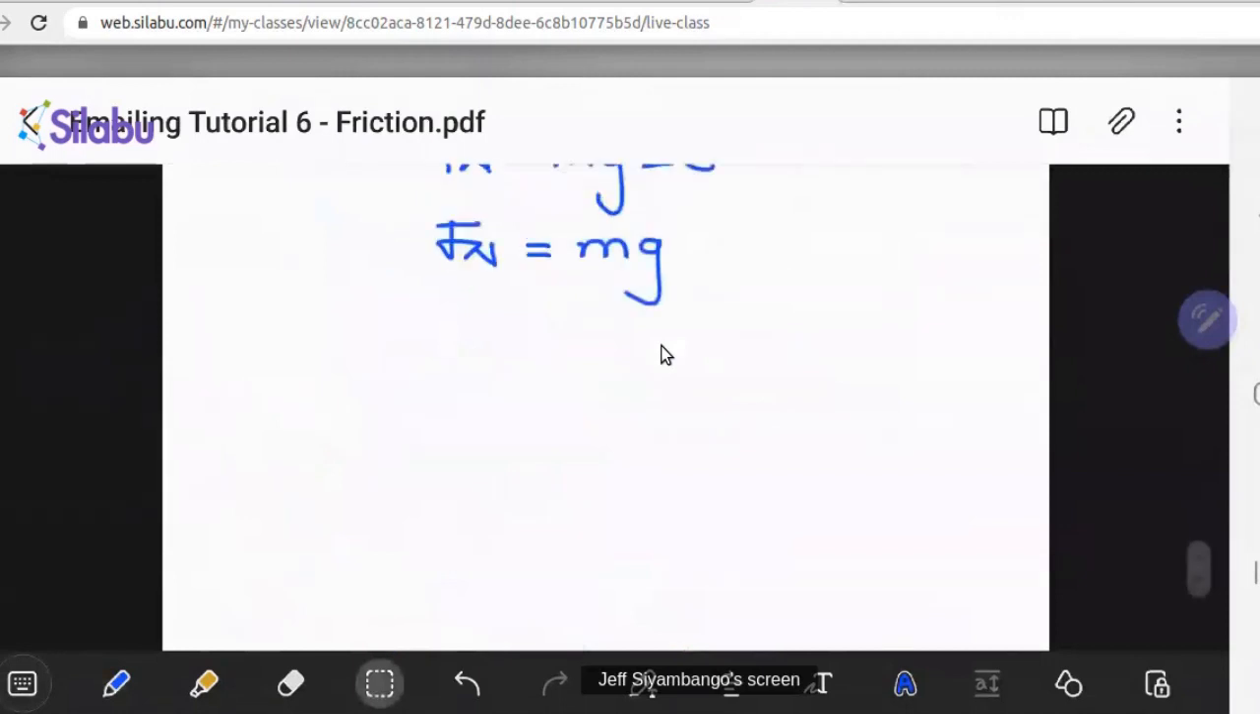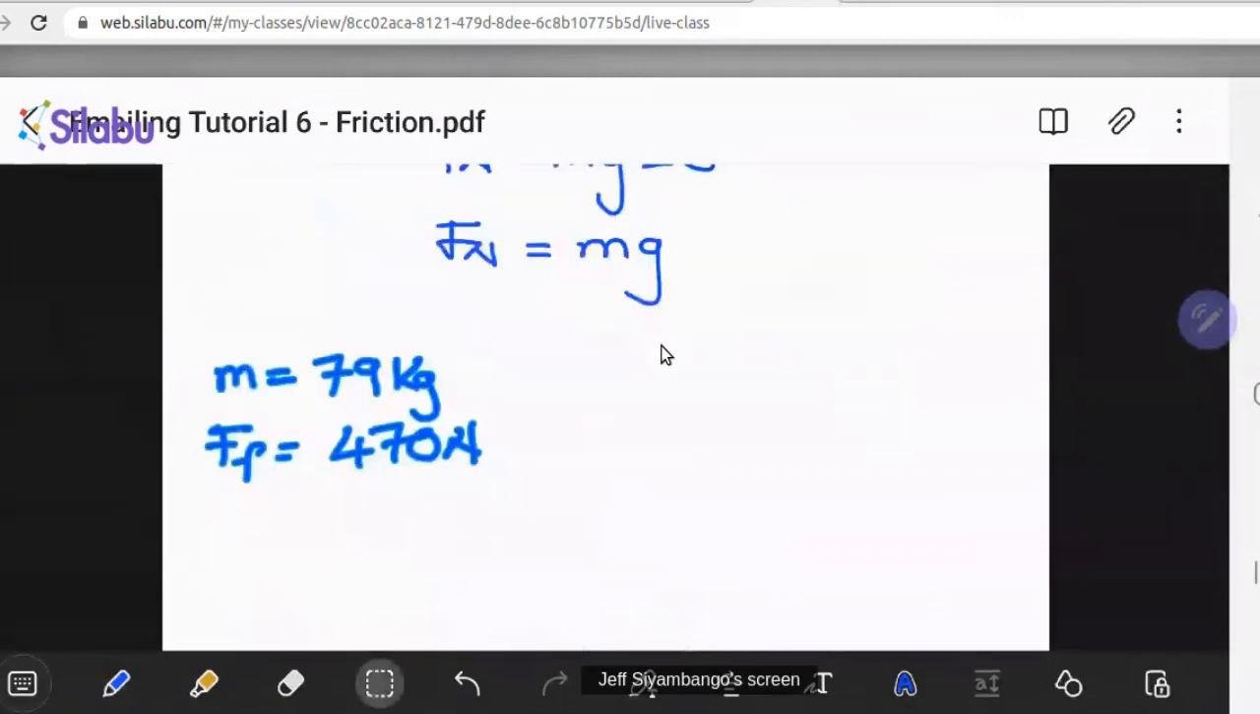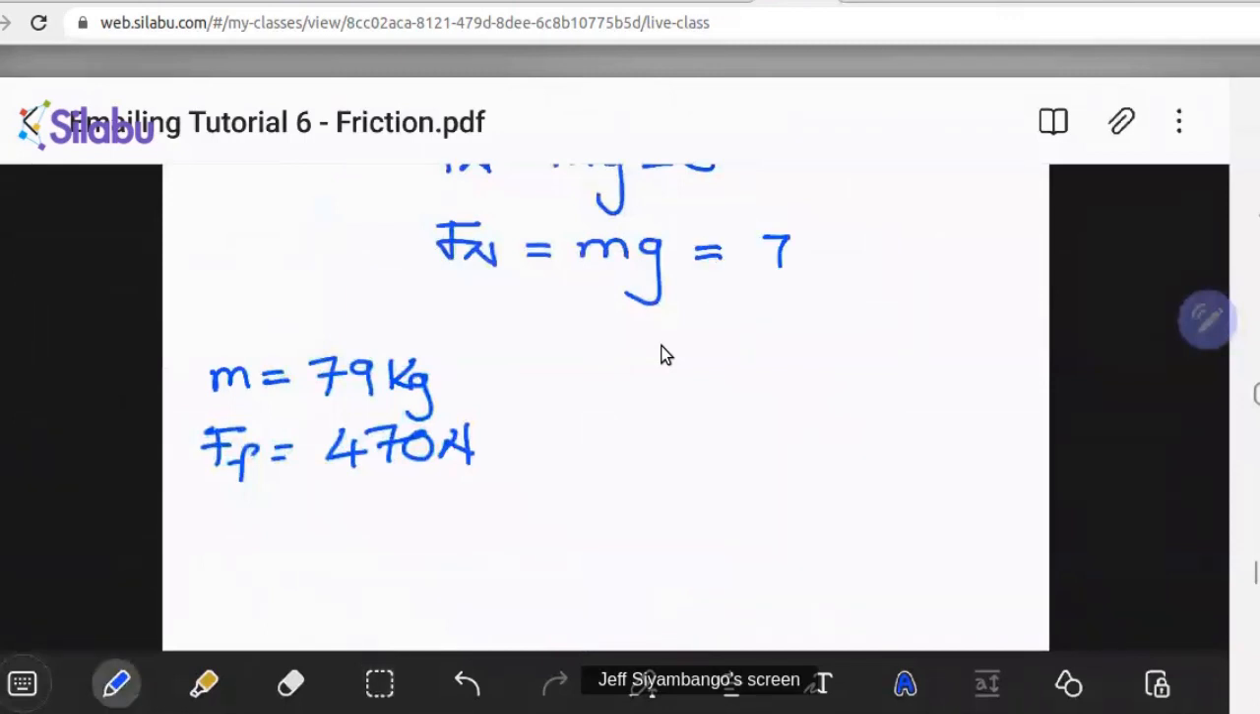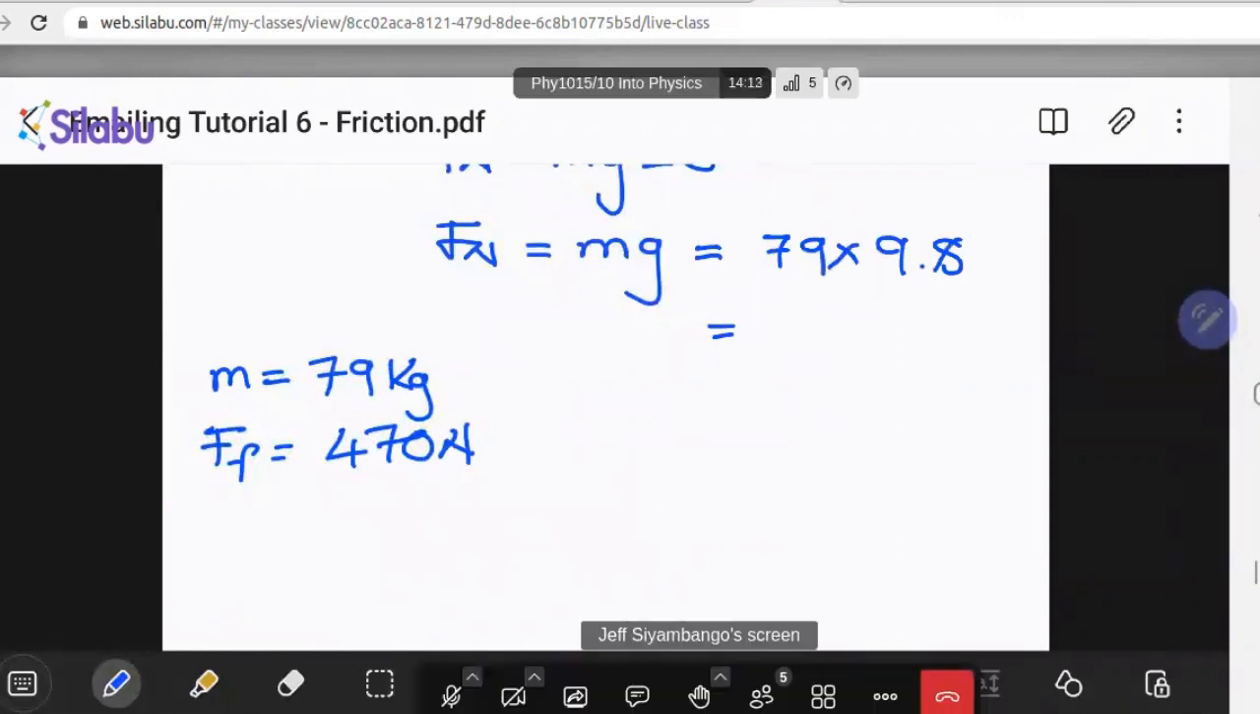With the mass given, we can easily substitute to get what the normal force is. So the normal force becomes 79 multiplied by g, and g is 9.8. So what will be the answer here as I look for my calculator? Can someone do this very quickly? What will be the answer there?